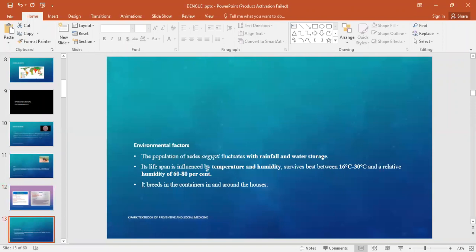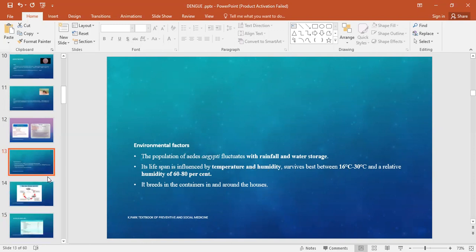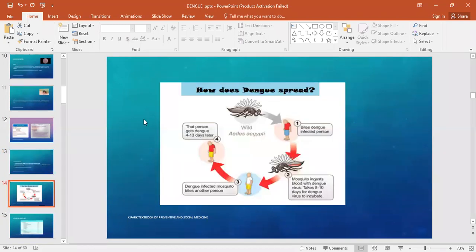The population of Aedes aegypti fluctuates with rainfall and water storage. Its lifespan is influenced by temperature and humidity. Survival is between 16 to 30 degrees centigrade, and the relative humidity is 60 to 80%. It breeds in containers in and around the houses. These are the environmental factors which are responsible for the spread of dengue virus.